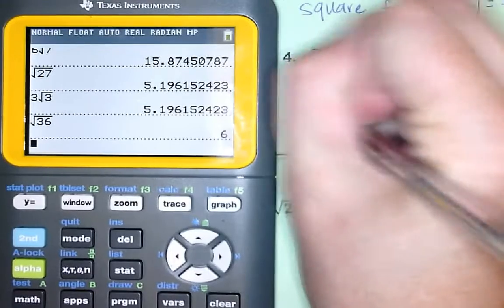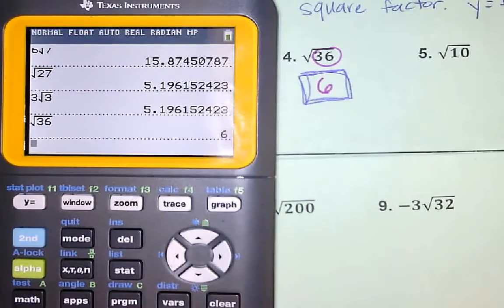So that means your answer is just 6. But Miss Humanek, what happened to the radical? Well, there's nothing left inside the radical, so you don't have to leave it. You don't have to put anything there. So guys, the answer is just 6.